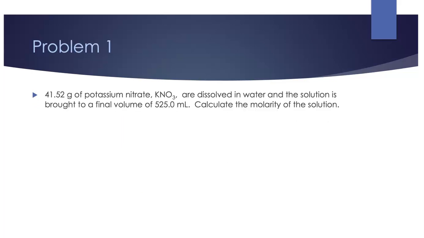So let's do the first problem together. 41.52 grams of potassium nitrate, KNO3, are dissolved in water, and the solution is brought to a final volume of 525.0 milliliters.